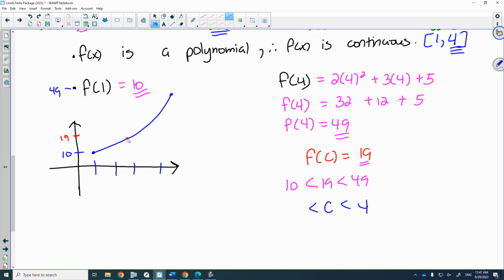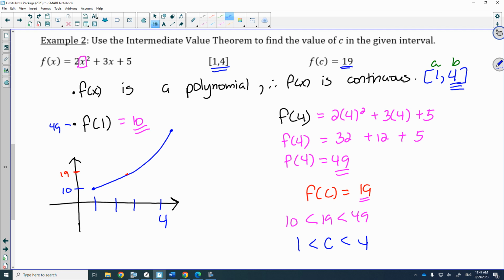So we're going to find this value c that has a y value of 19. It's going to be less than 4 and greater than 1. Yes. According to the intermediate value theorem, c will be less than 4, greater than 1. How do we find what c is? We take our function and we set it equal to what number? Not 0, because that would be finding zeros. We set it equal to 19.